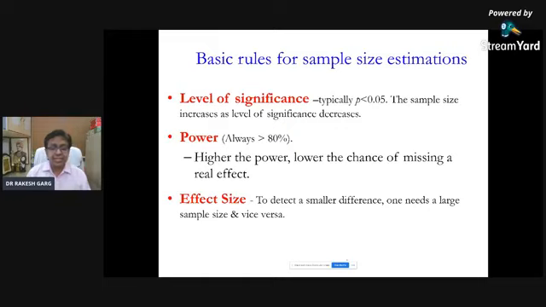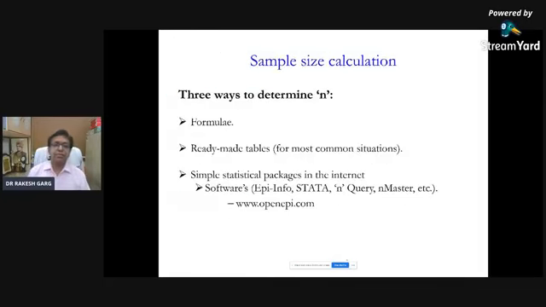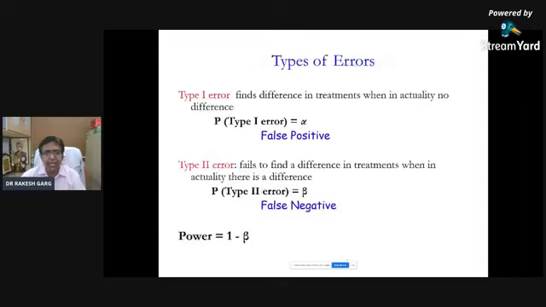The effect size, that is to detect a smaller difference from your two groups. That effect size should be clear based on either your experience or based on the review of literature. And this will help you to look for the sample size, which can be calculated using formulas. But nowadays we use various computer-based software tools, and that will be helping you with sample size calculation.